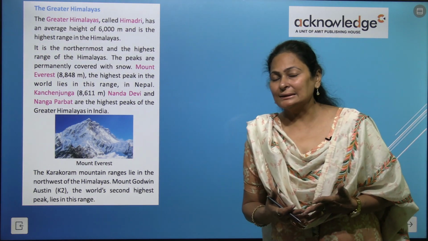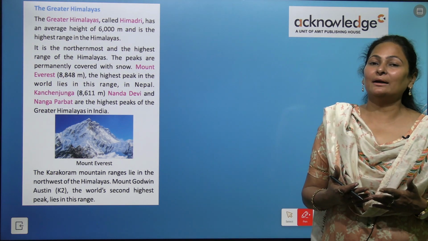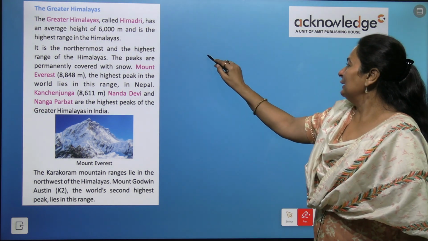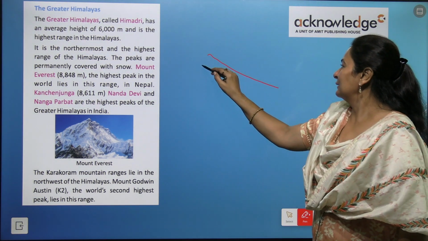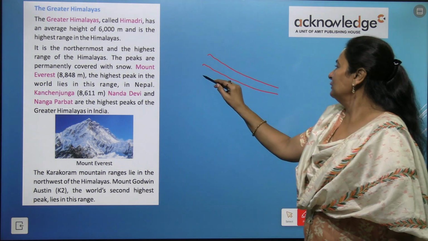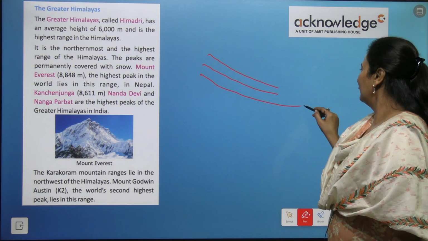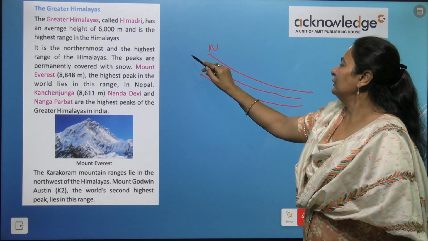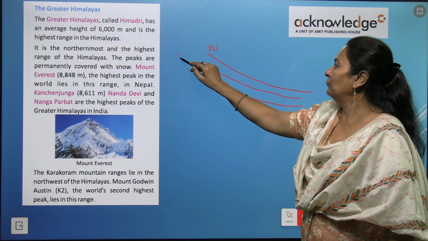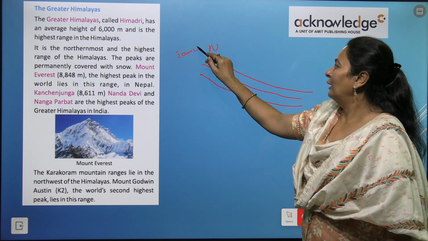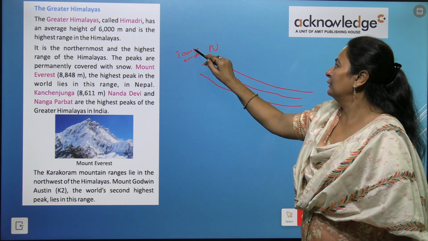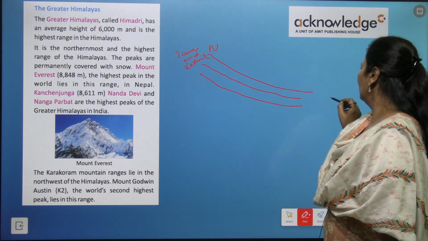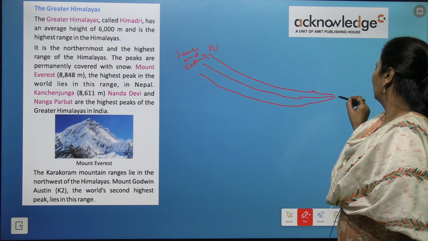So let's discuss the 3 parallel ranges of Himalaya. Parallel ranges means like this, right? 1, 2 and 3, right? It starts from the northern point, which is J&K, Jammu and Kashmir, right? To Arunachal Pradesh.